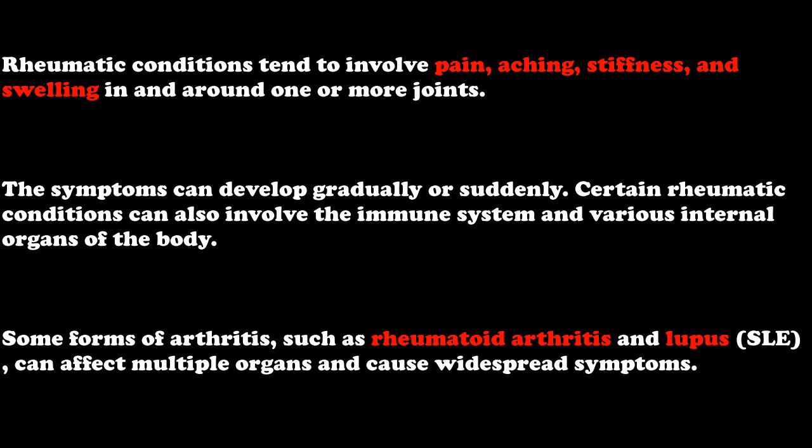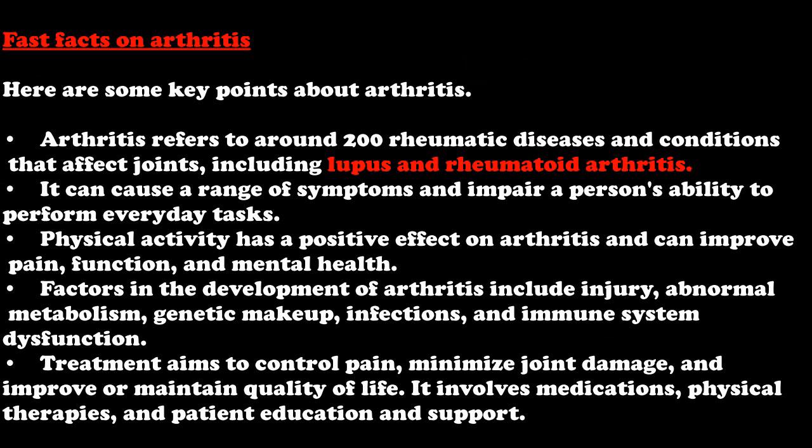Rheumatic conditions tend to involve pain, aching, stiffness, and swelling in and around one or more joints. The symptoms can develop gradually or suddenly. Certain rheumatic conditions can also involve the immune system and various internal organs of the body. Some forms of arthritis, such as rheumatoid arthritis and lupus, can affect multiple organs and cause widespread symptoms.